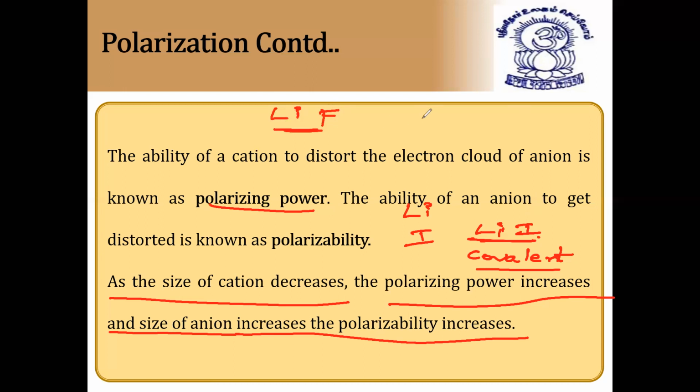But lithium iodide has a small cation and a large anion. So lithium iodide is covalent, whereas lithium fluoride is ionic. So these are called polarizing characters. I hope it is clear.